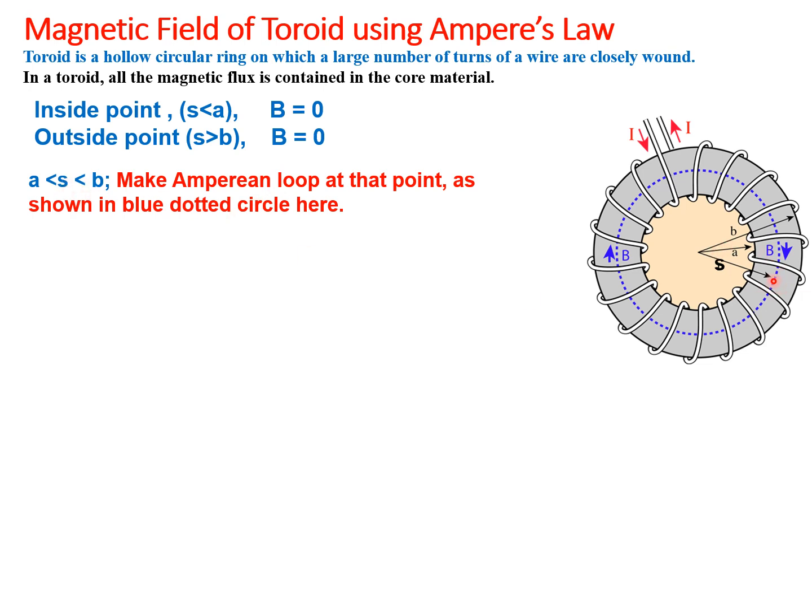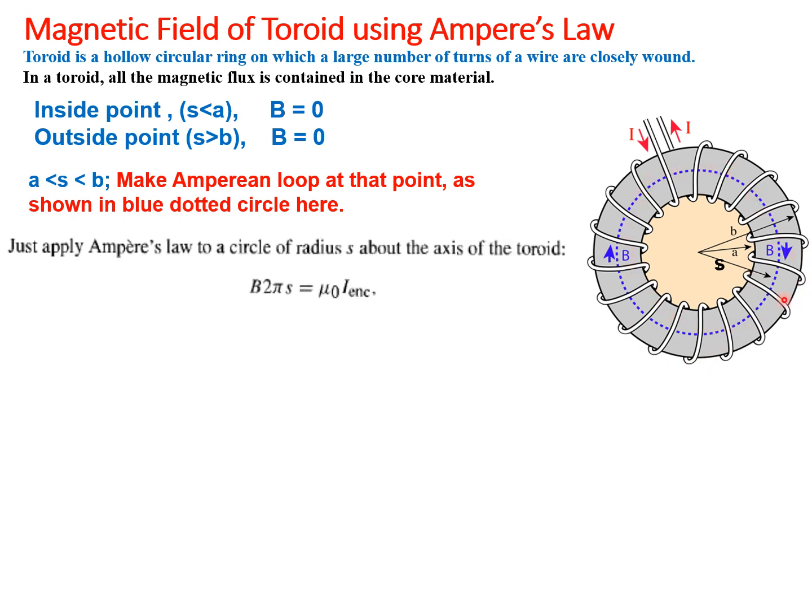And now we have to find the field in the core of this toroid, when point S is between a and b. So inner radius is a and outer radius is b. So we have to take the magnetic field at some point which is at distance S. So make the Amperian loop. Here we have this blue dotted circle. So now we have to apply Ampere's law, integral B dot dl equal to mu naught into I enclosed. So B magnitude into 2 pi s, since integral dl is 2 pi s, equal to mu naught into I enclosed.